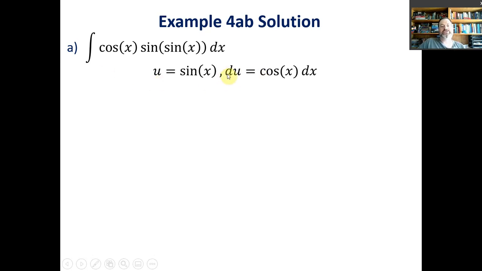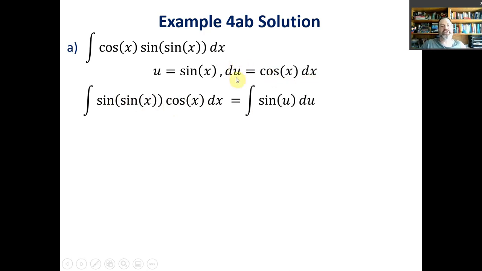Then we find the differential. So du is cosine x dx. Then you look at the original problem and you say, can I substitute that? Well, if you move the cosine over, it's easier to see. Again, you don't have to move it over, but it is easier to see. Here we have sine of, well, this is going to be u. Cosine x dx is exactly du, so we just substitute everything.